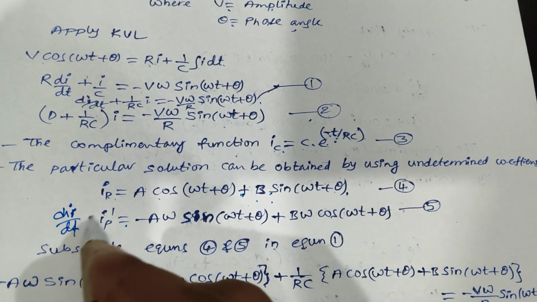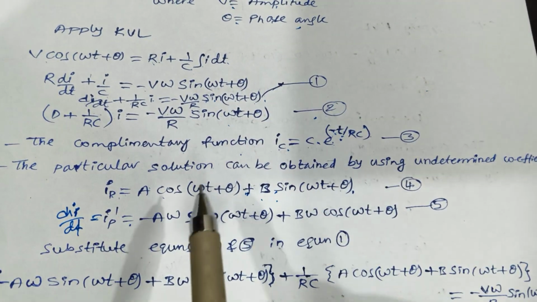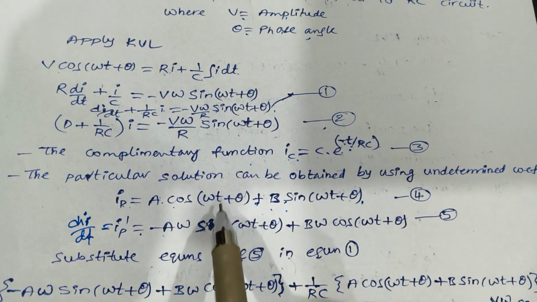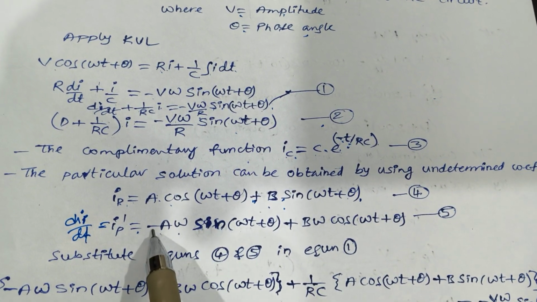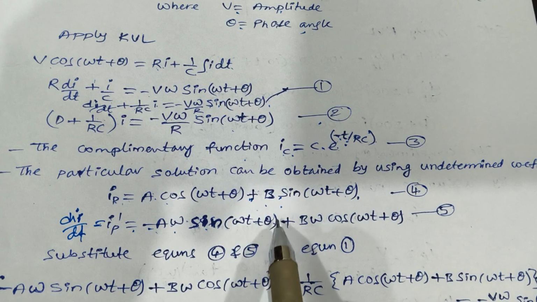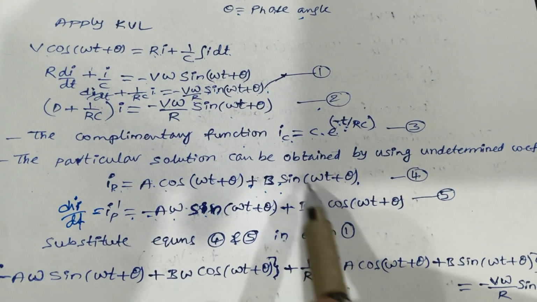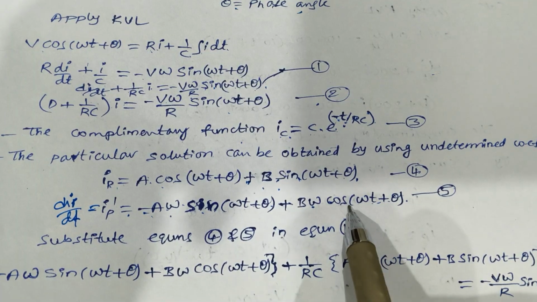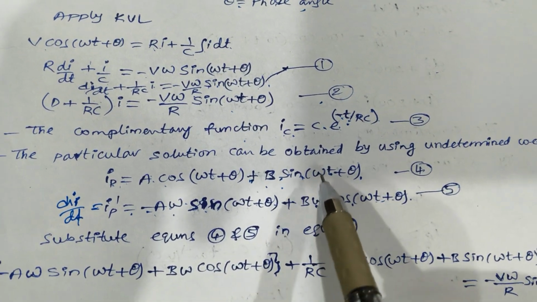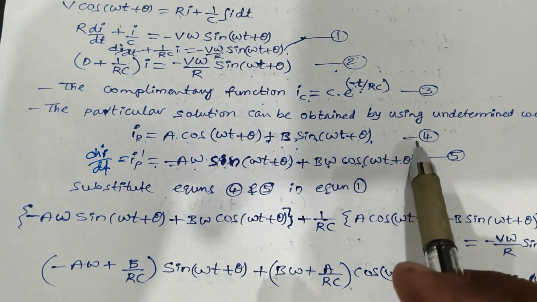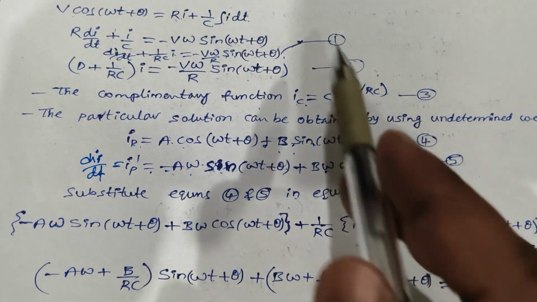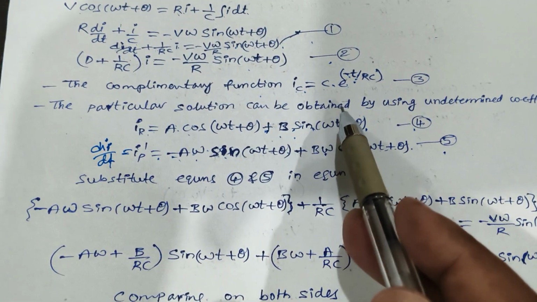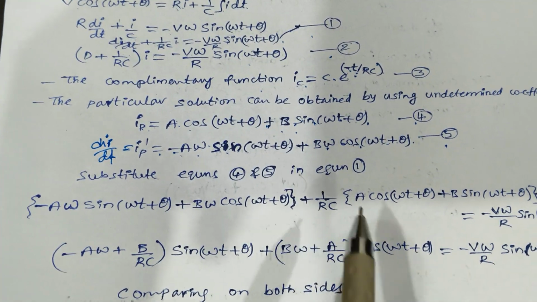diP by dt, which is iP dash, is equal to, by differentiating this, the differentiation of cos is minus sin, and the coefficient of t comes out, that is minus a omega sin(omega t plus theta) plus b omega cos(omega t plus theta). The differentiation of sine is cos, and the coefficient of t comes out. I'll substitute this fourth and fifth equation in the first equation by assuming i is iP, so I'm finding the particular solution.